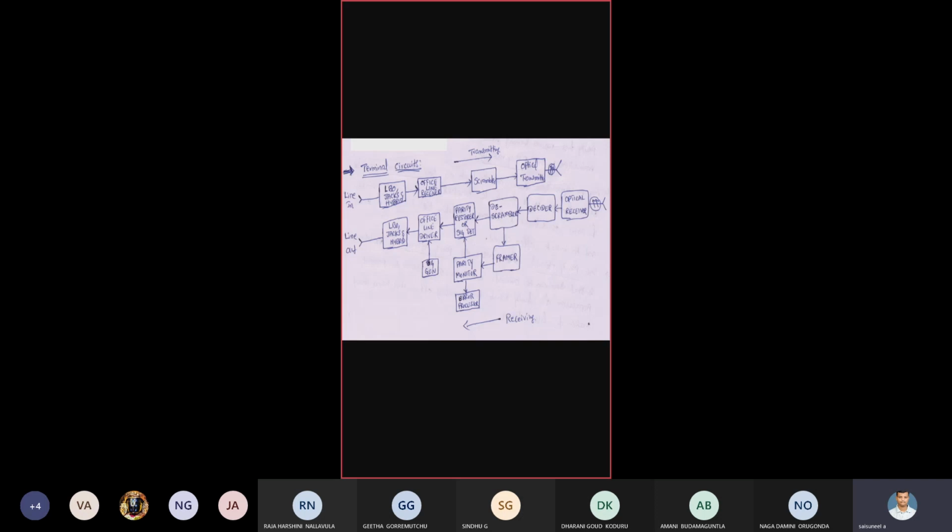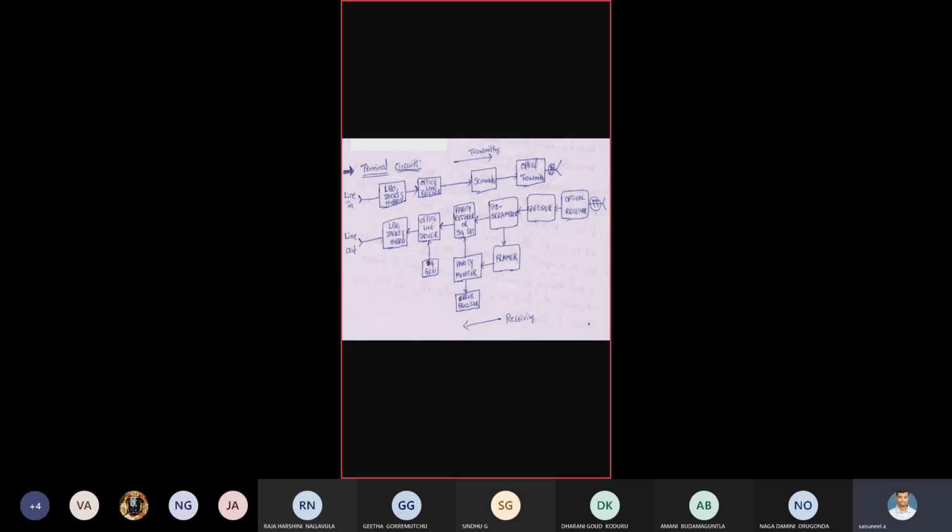Right. See this one. This is a block diagram of the terminal circuit. The first block in the terminal circuit is line in. Suppose we have to send a signal from office A to office B. We have to give the signal from line in.